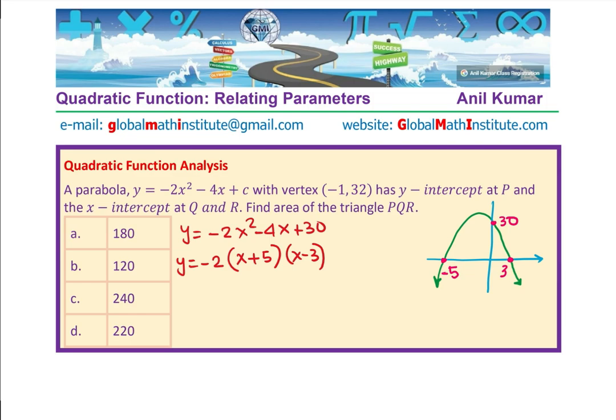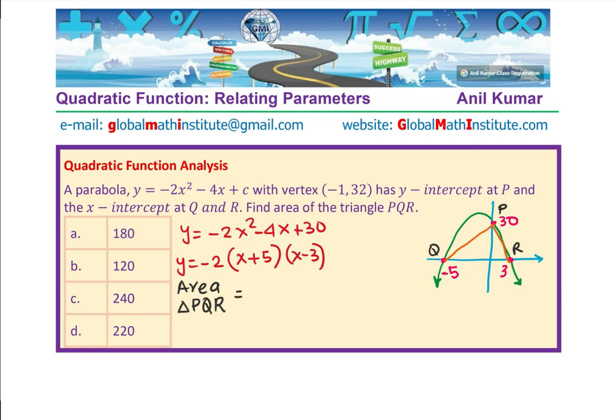So what is the triangle form, right? So the triangle form will be this, correct? Is that clear to you? So that's the triangle where P is the y-intercept and Q and R are the x-intercepts. So we can now find the area of triangle PQR, right? Is that clear to you?